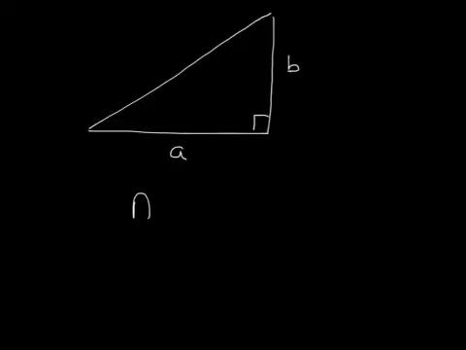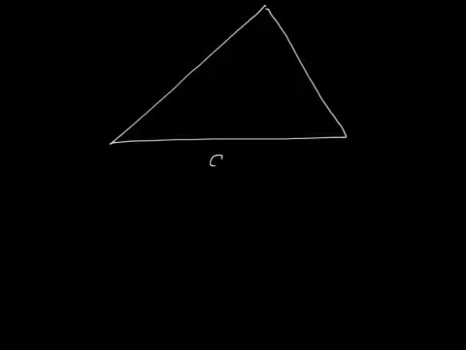Now I'm sure you remember that the formula for the area of a triangle is a half of the base times the height. But what if there's no right angle in the triangle? How can we work out the area of this triangle?